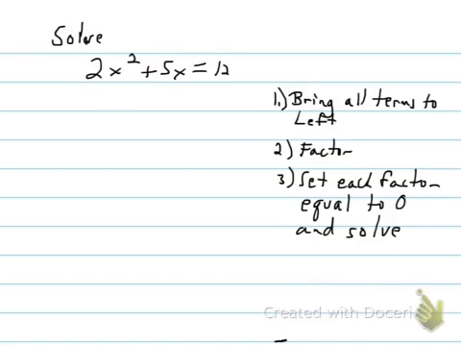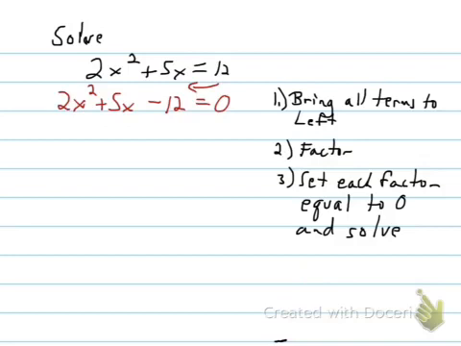Alright, what's different about this one? It's not equal to 0. But we can make it equal to 0 by bringing this term over, the 12 over. So you see my steps here. Bring all the terms to the left. Alright, 2x squared plus 5x. And then remember, if you're going to bring the 12 over to that side, it will now be minus 12.